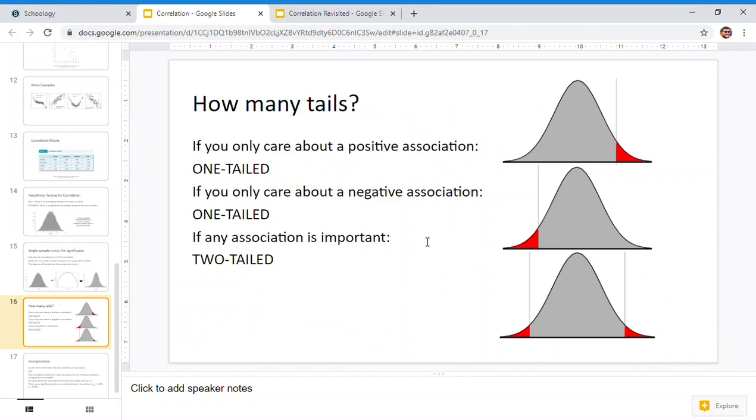Then talking about tails, if we're only interested in a positive correlation, then a 0 correlation or a negative correlation is non-significant. If we're only interested in a negative correlation, then a 0 correlation or a positive correlation is non-significant. And if we don't know what the directional relationship is, we just want to know if there's any kind of relationship at all, then it's two-tailed, and either of these are significant, and the stuff in the middle is not significant. So this would be like if we're interested in looking to see if there's an improvement, if there's getting worse, or if there's any change.